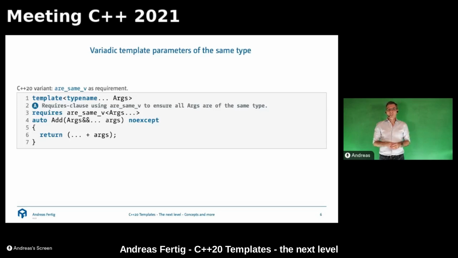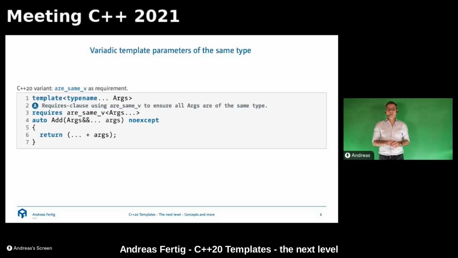In line number 6, I see the fold expression as before, expanding the arguments in the pack and using the plus operation to add them all together. So line 4 is already an improvement. I have my return type back, but why?